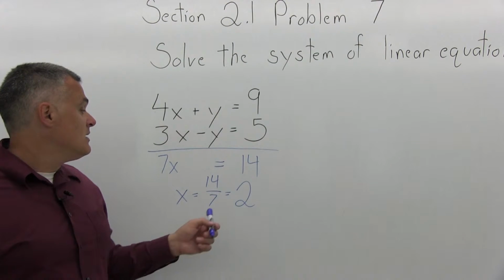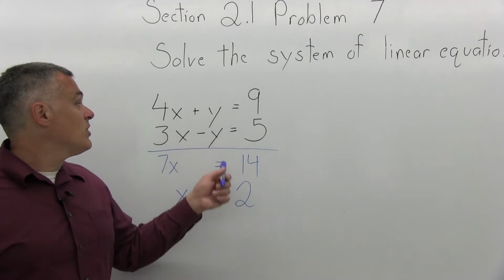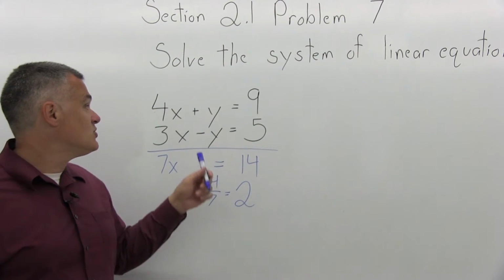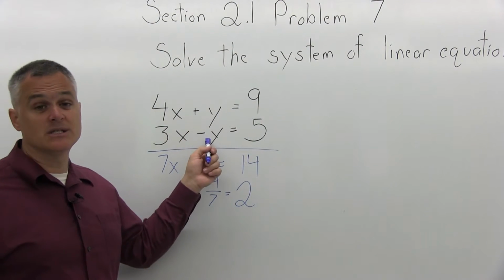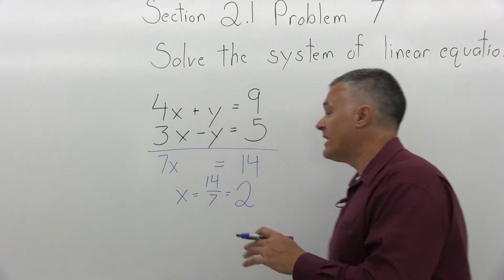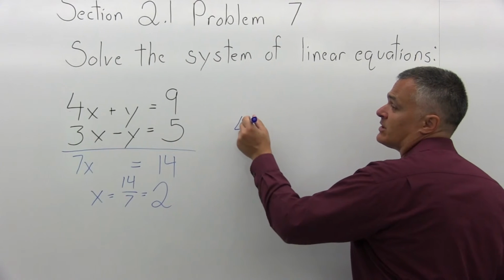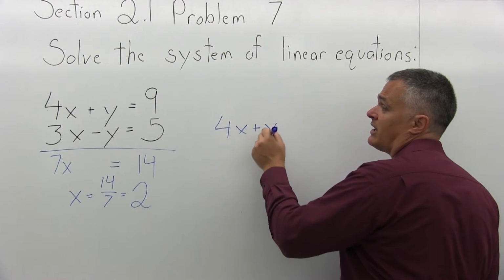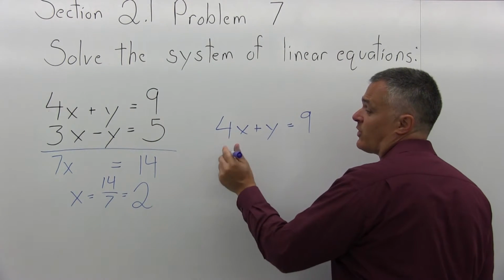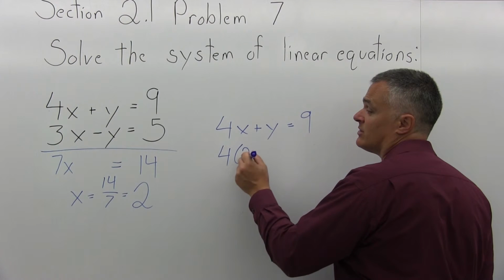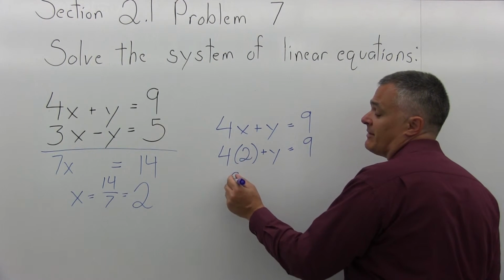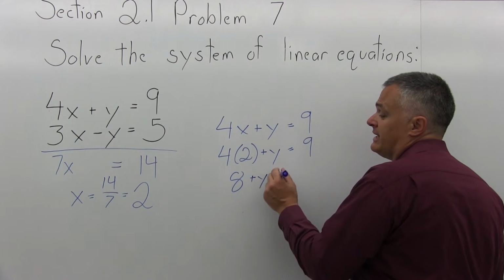Step 4, take the answer from step 3 and plug it back into either of the original equations and solve for the other variable. I get to choose either one. I'll choose the top one just because it doesn't have that negative. One less chance for a careless error on my part. So if I take the top equation, I'm going to do 4x plus y equals 9. And now that I have solved that x equals 2, this 4x is really going to be 4 times 2 plus y equals 9. 4 times 2 will become 8. 8 plus y equals 9.